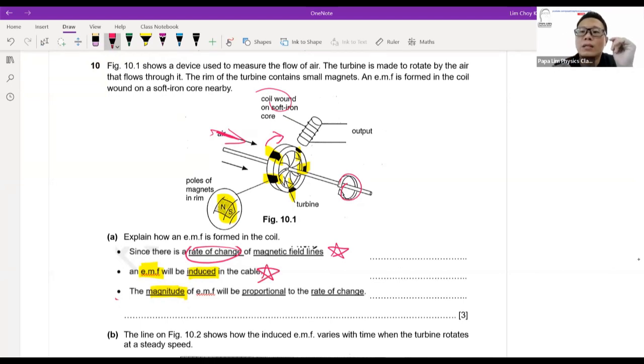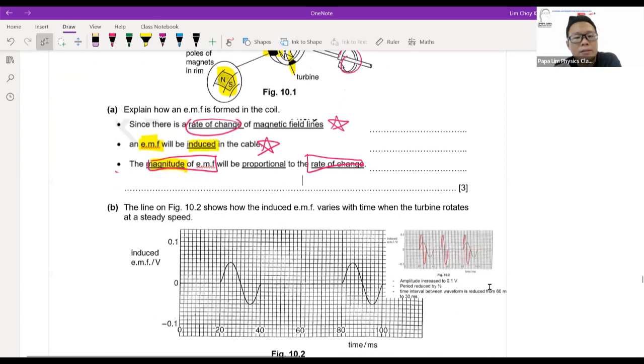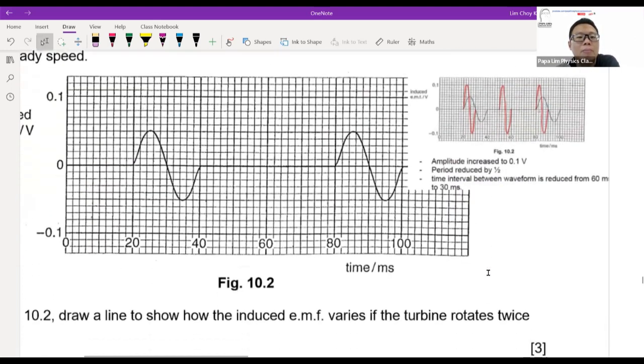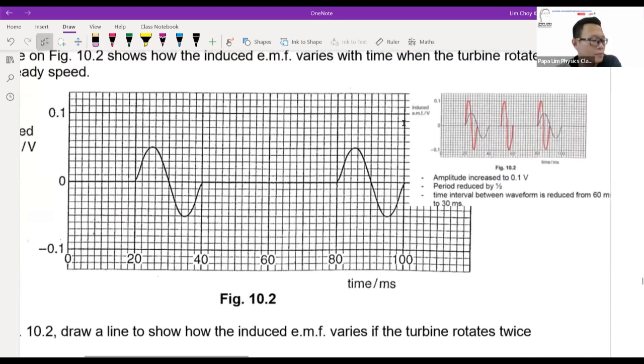And the last thing stated by Faraday is that the magnitude of the EMF is actually proportional to the rate of change. So the faster I spin, the bigger the EMF induced. So this is one thing that we always tell students to take note of when you talk about Faraday. These are the 3 points that students need to highlight. Now, take a look at this particular picture here. Now, based on the questions that we have here.